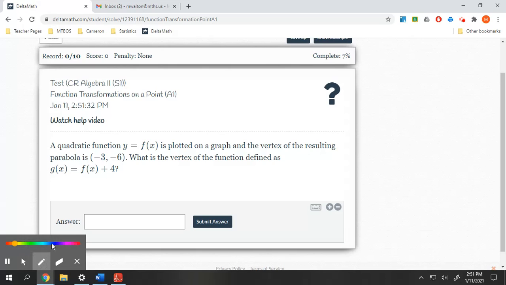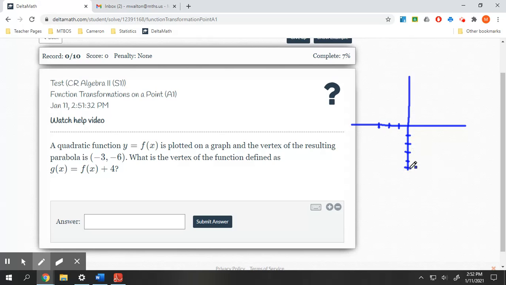Before you get too worried about this, I just want to do a visual representation here. We are looking at a quadratic function, so that is a parabola, and the vertex is (-3, -6). So we went left 3 and then down 6: 1, 2, 3, 4, 5, and finally 6. That is where our vertex is, and our parabola is going to look like this. Now here is how this function has transformed.